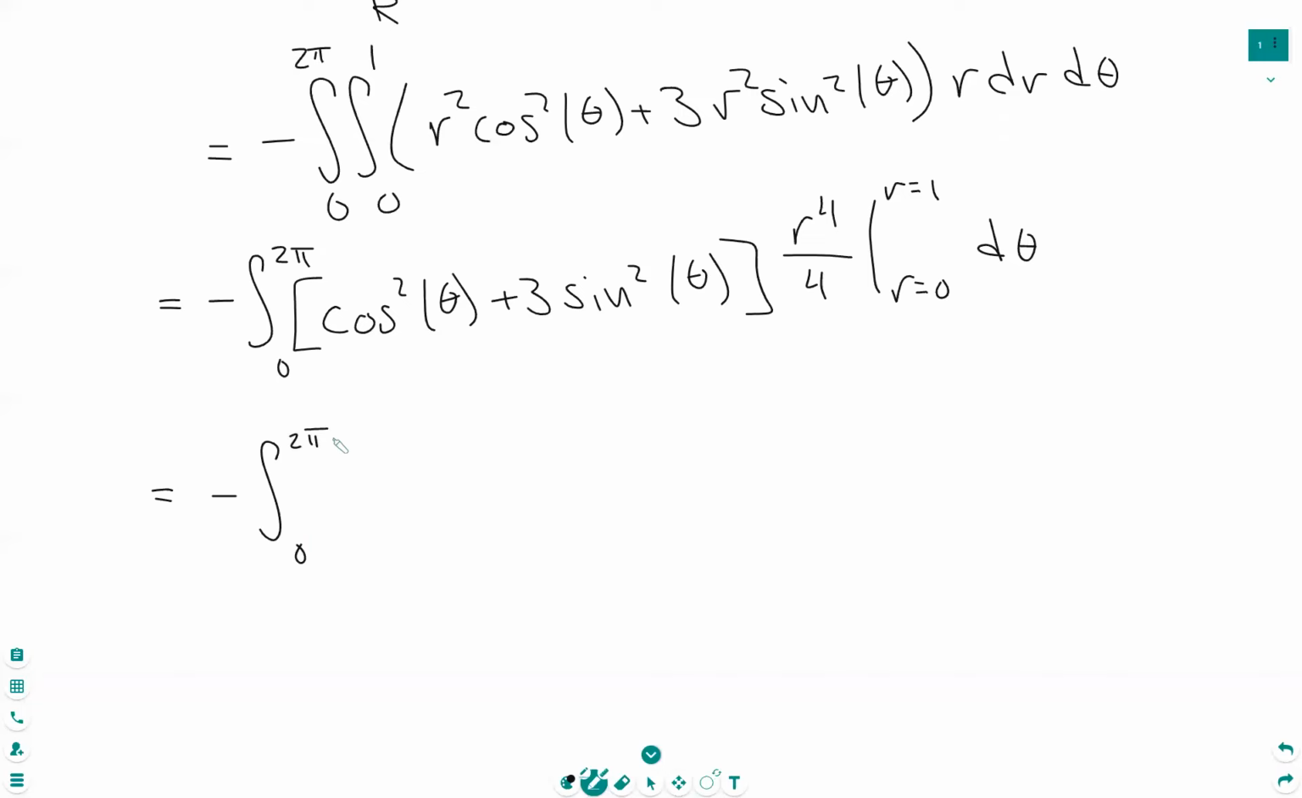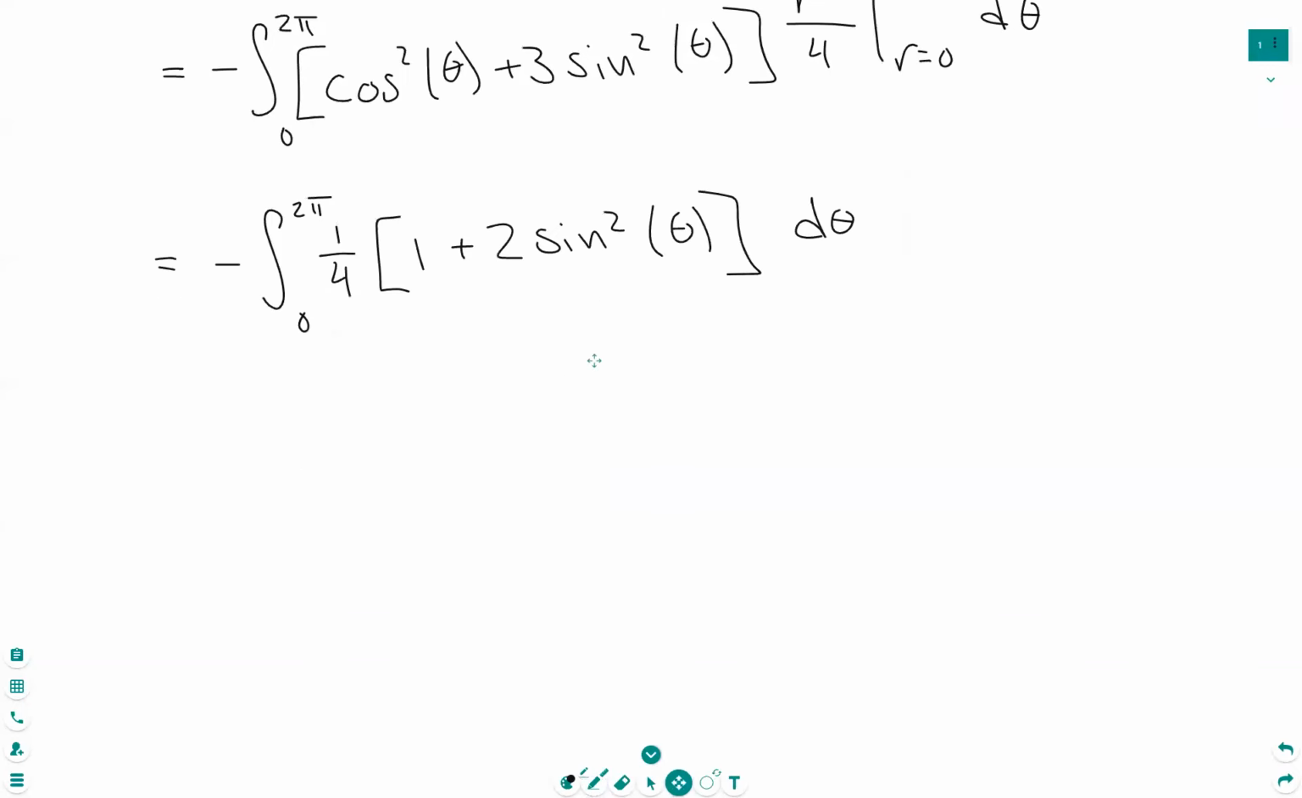Integral from 0 to 2 pi, 1/4. And then what we can do here is there's a cosine squared here. There's 3 sine squared here. So what I can do is take one of the sine squareds and have that equal to 1. But then I'm left over with a 2 sine squared theta d theta. So I can use a double angle formula for the sine squared here.